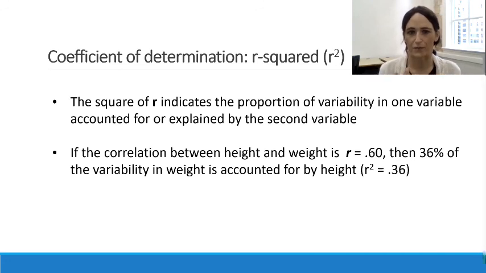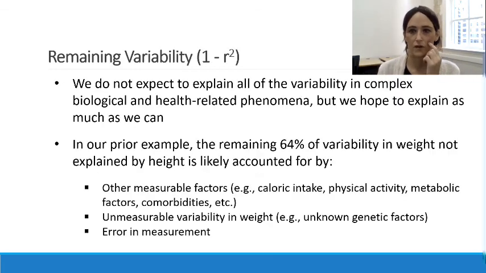So if the correlation between height and weight is 0.60, then 0.60 times 0.60 is 0.36, so 36% of the variability in weight is accounted for by height. Okay, so that's useful information. So about a third, a little more than a third of the variability in weight is predicted by height or is correlated with height. It means there's a lot remaining, though, that we haven't explained.